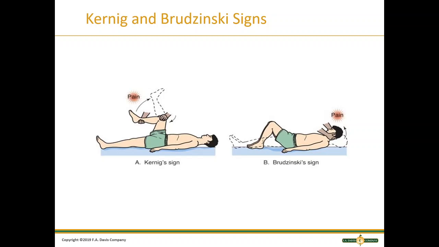Here are illustrations on page 1002, figure 48.1, of the Kernig's and Brudzinski's sign. So they'll have pain when you try to lift their leg like this, which is not normal. And then as well here, they have them straighten and then bend their legs, and they have pain when you're trying to lift. So their head is down, and then when they go up in position, they have severe pain.